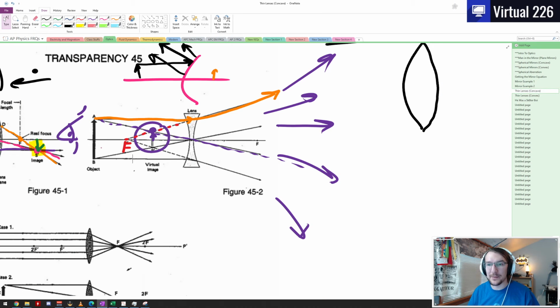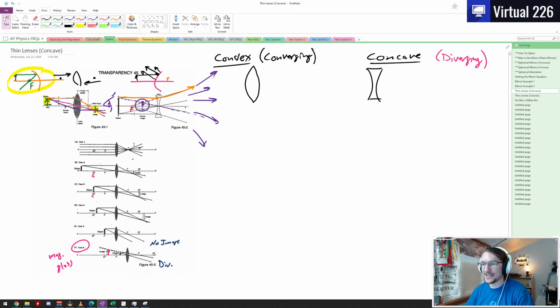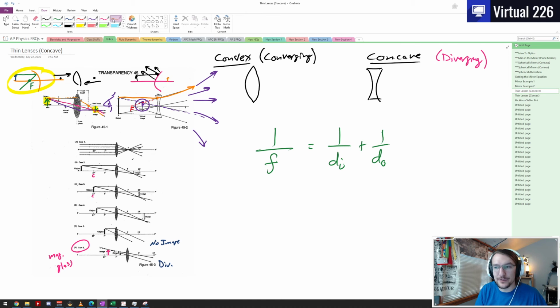Because of this though, everything we learned about mirrors, we just apply it to these lenses instead. This means that our mirror equation, which I was calling the mirror lens equation, applies the exact same: 1 over f equals 1 over di plus 1 over do. Nothing is changing there. The only thing that we have to be careful about is recognizing when we have positive and negative focal lengths.